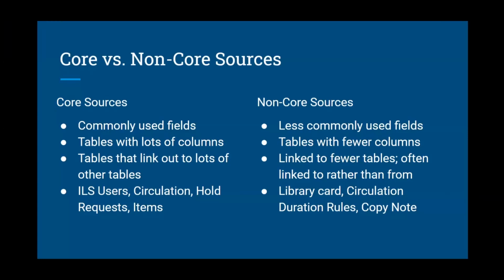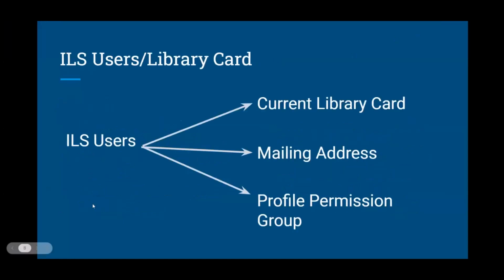Non-core sources are, as I said, linked to fewer tables, and they are basically what you're linking to rather than something that you might want to link from. Examples of these include the library card one that I mentioned, things like circulation duration rules and copy notes. These are sub information about a piece of information that's held in that larger table. And this will hopefully become clearer as we actually look at it. So for example, ILS users would be a core source. From ILS users, you can link out to current library card, you can link out to mailing address, you can link out to profile permission group.